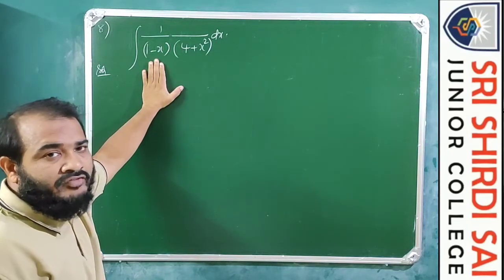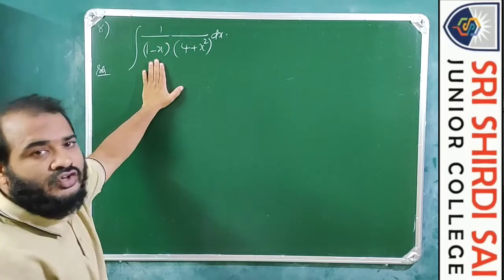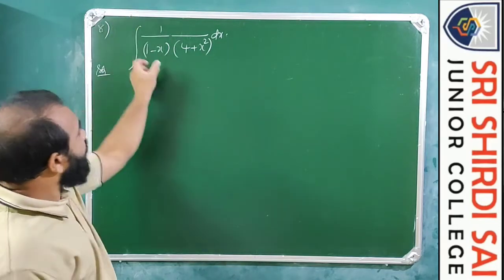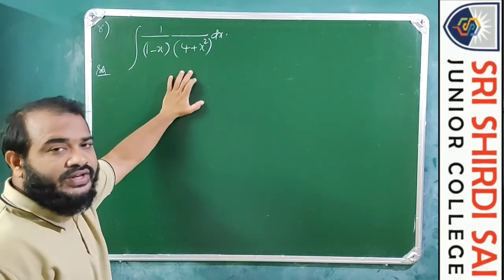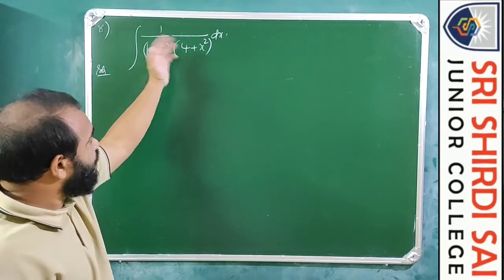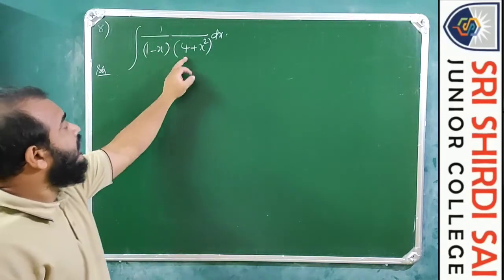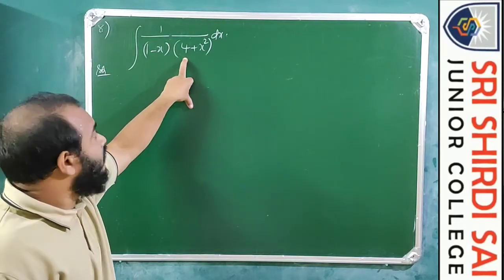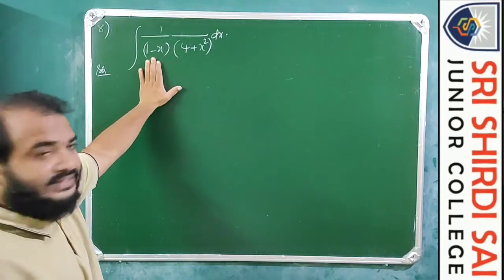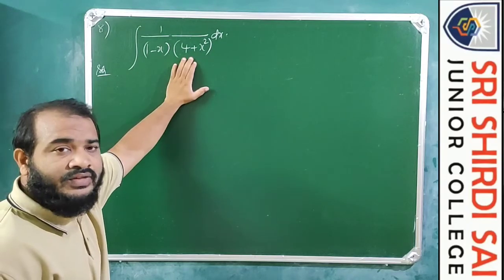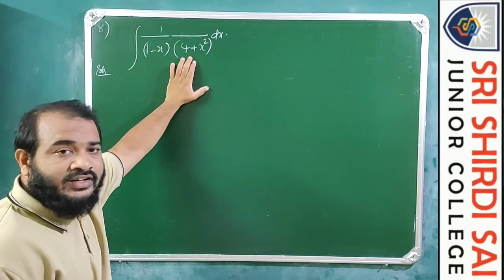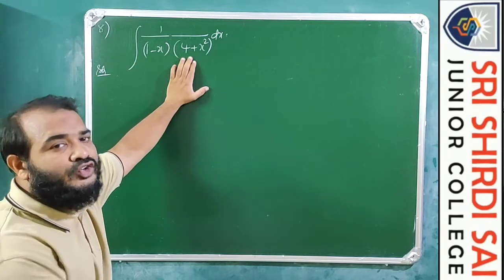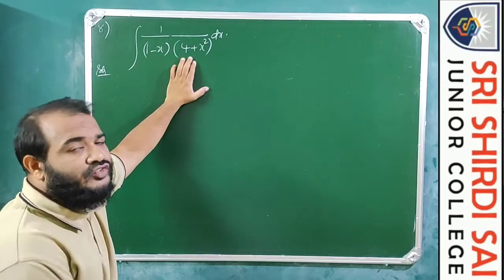For non-repeated linear factor, there corresponds a partial fraction of the form a by 1 minus x. And as far as 4 plus x square is concerned, which is situated in the denominator, it is not a linear factor like this. What is it then? It is a quadratic factor. Which quadratic factor? Irreducible quadratic factor.